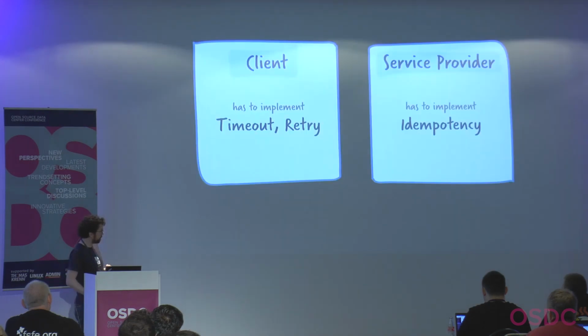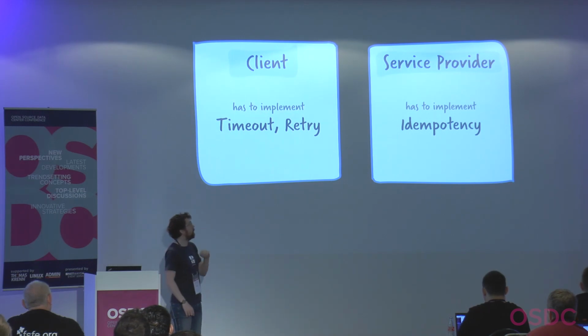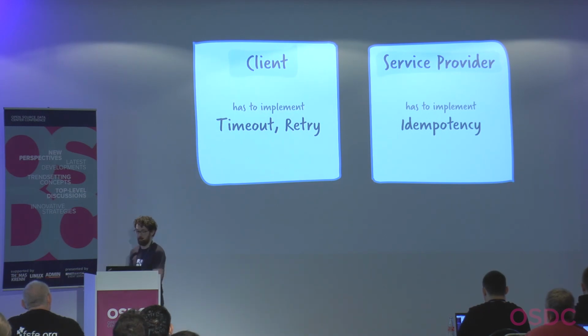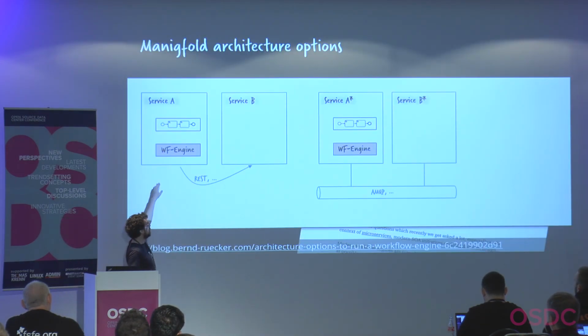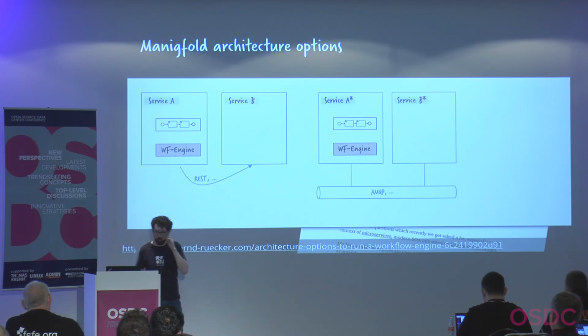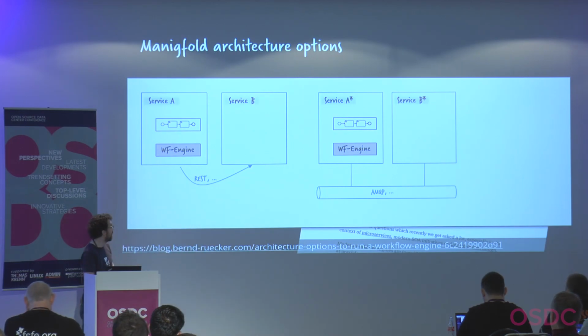So let's recap to where we're at this point. We have a client, great stuff, which does retries and timeouts, and we also have a service provider that can actually do idempotency, which is fine. So right now, we have a scenario where our service that has the engine is making a REST call to the service there, which is great. Okay, so we are just making those calls.